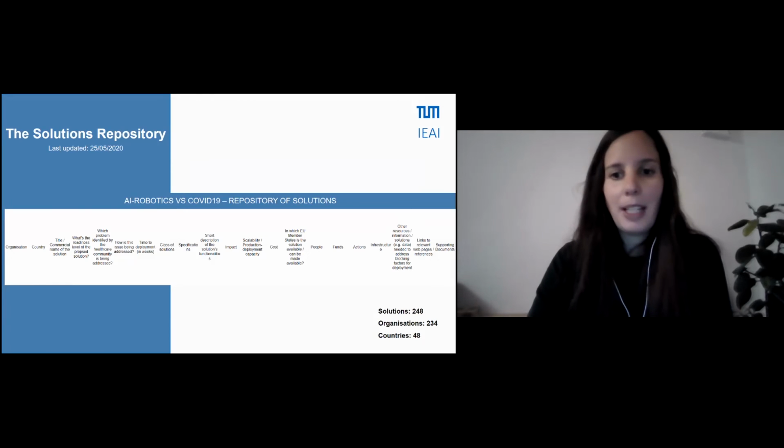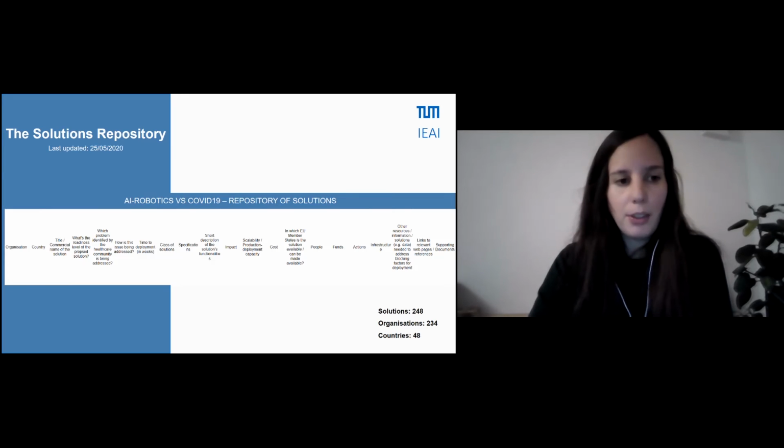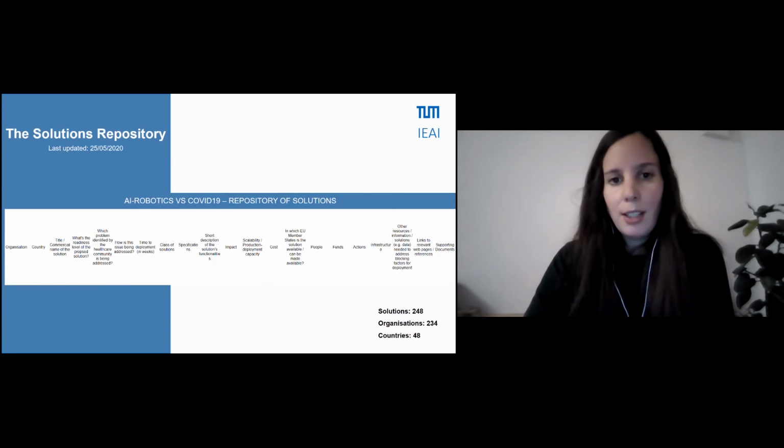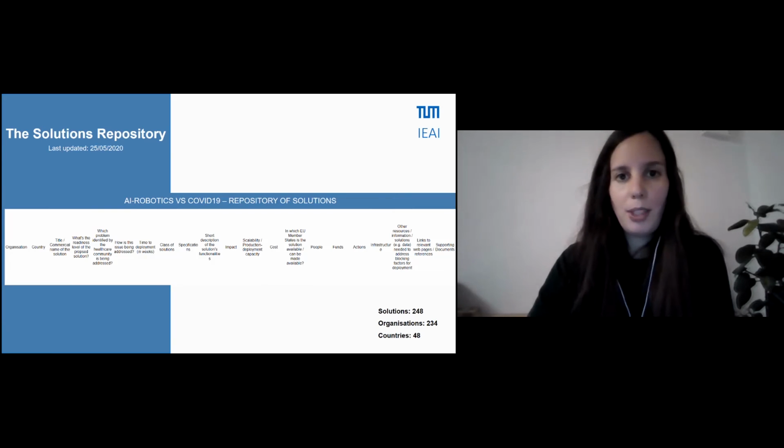So for this analysis, we decided to focus on the solutions repository that was public. Both repositories are publicly available online, and the specific one was last updated in May 2020. And this is how the database that we used as a reference was organized. It's a database with 248 solutions that were defined through these fields that we can see, like organization, country, title of a solution, and so on. The 248 solutions were presented by 234 organizations, and 48 countries participated and presented solutions to be added to this repository.